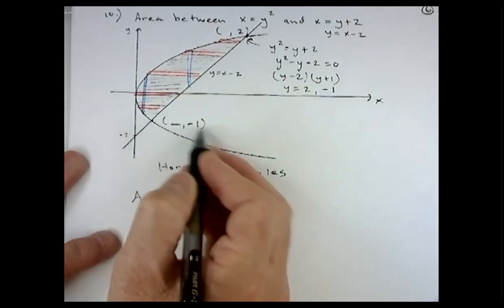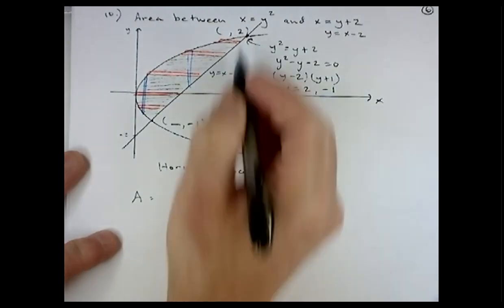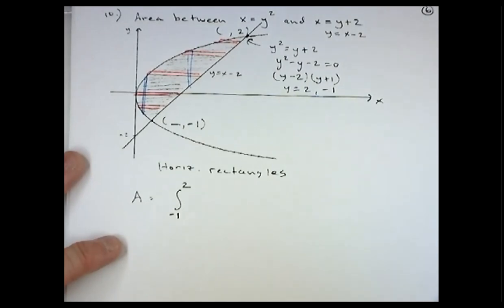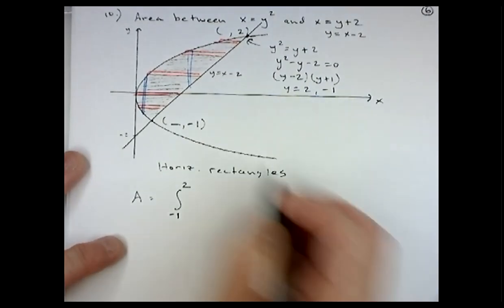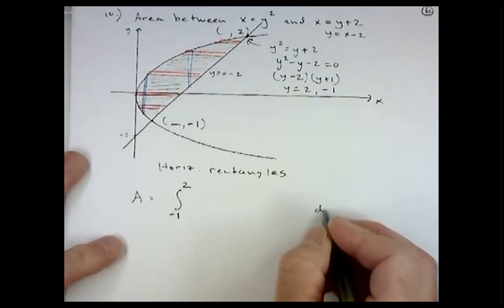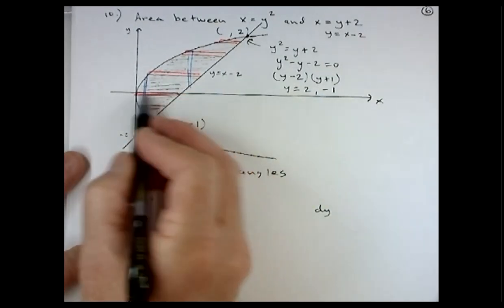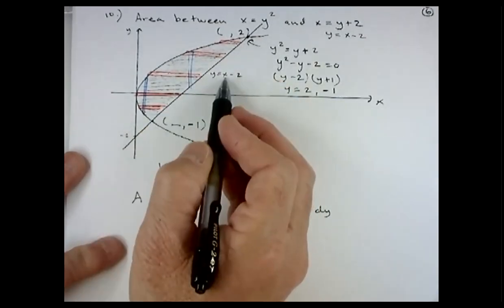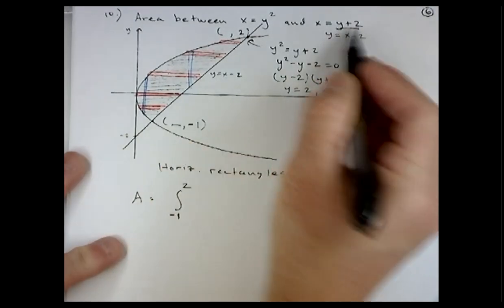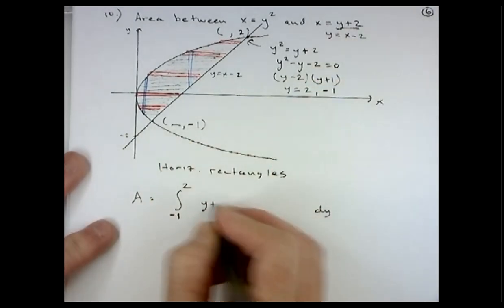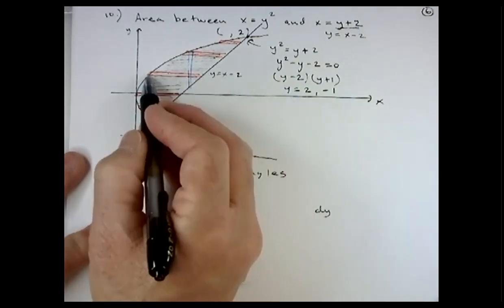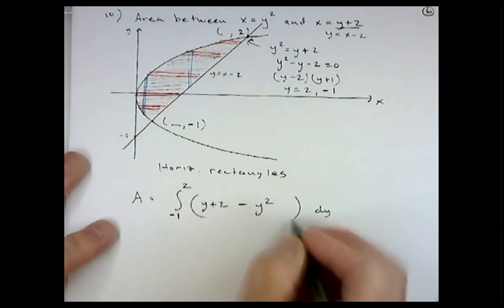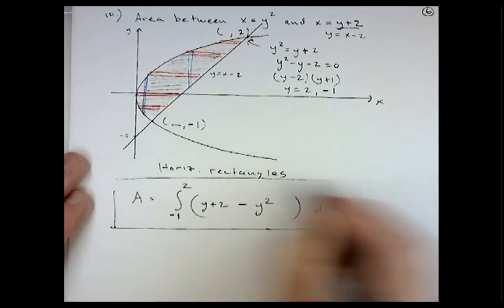My lowest rectangle is going to be at y equals -1. My highest one's going to be at 2. It's going to be a dy integral, right? Because that's the thickness. What does every rectangle hit on the right? They hit this line, but I have to go back to the form when it was solved for y, right? They hit y plus 2 on the right. And what do they hit on the left? They hit y squared. I'm not going to evaluate this one. Let's just leave it like that.